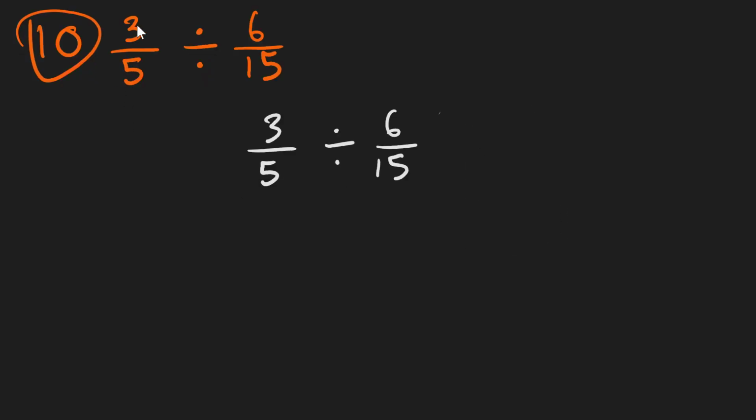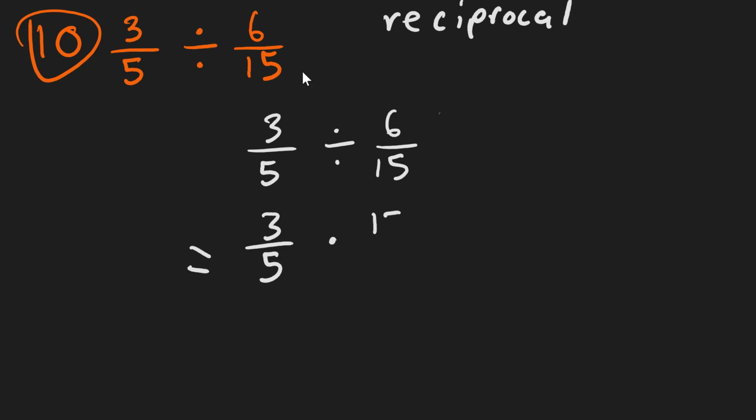So how do you calculate 3/5 divided by 6/15? Well, it's almost the same as a multiplication problem. It's just going to be one more step here. So we're going to rewrite this line. It's going to be 3/5 times the reciprocal of 6 over 15, which is 15 over 6. So 3/5 divided by 6/15 is the same as 3/5 times 15 over 6, which is the reciprocal of 6/15.